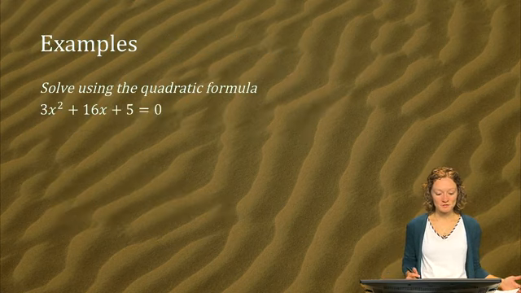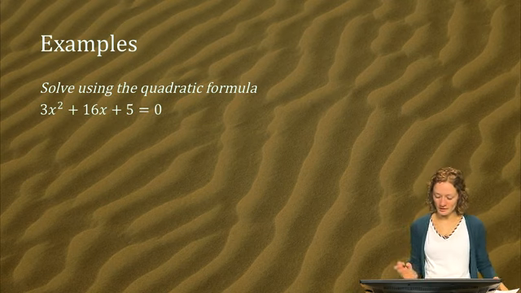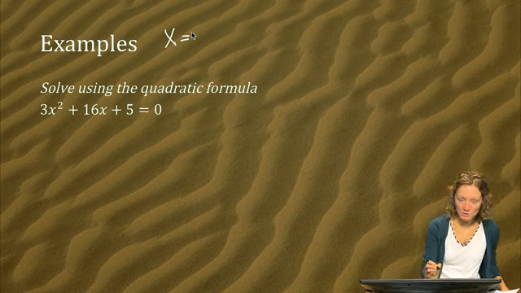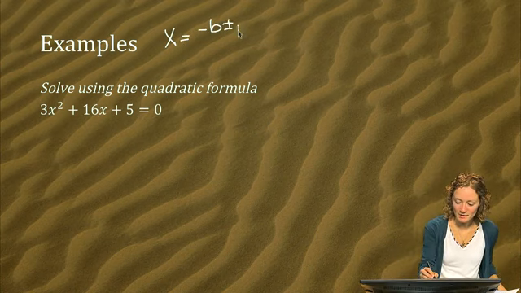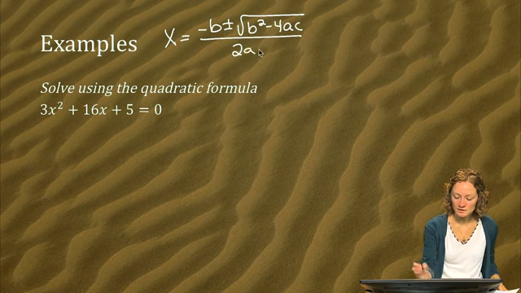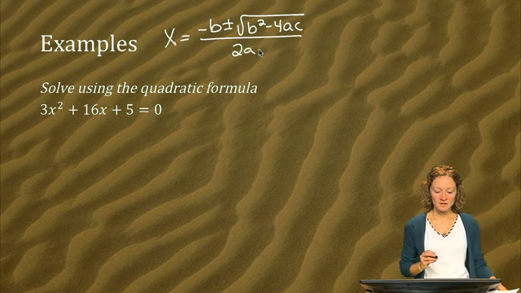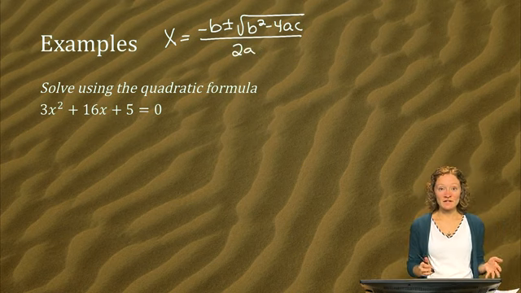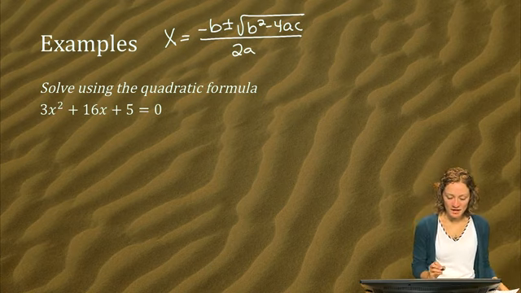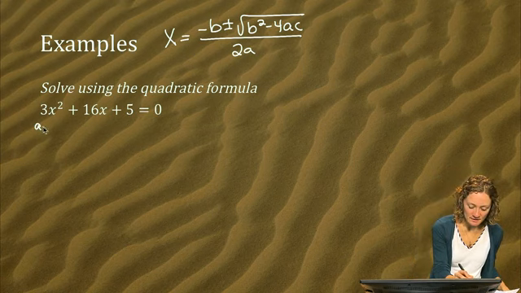So here's our first problem, solve using the quadratic formula. Let's write that formula one more time. x equals, x being what we're looking for, negative b plus or minus the square root of b squared minus 4ac all over 2a. So, do we have it in the format that we need? Is everything on one side and it's equal to 0? In this case, the answer is yes. So we can identify a, b, and c.